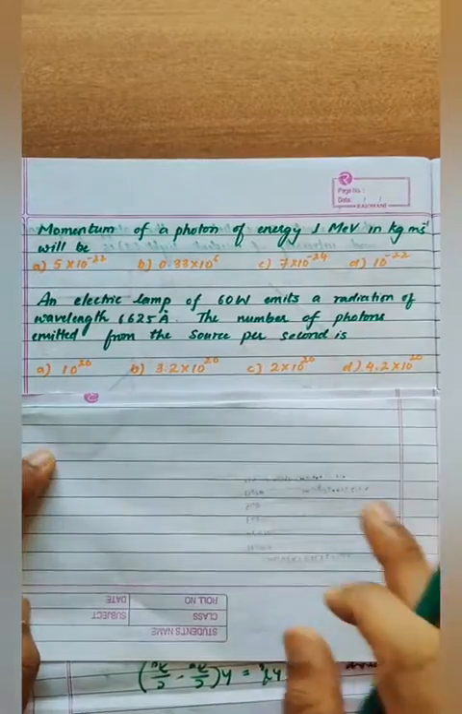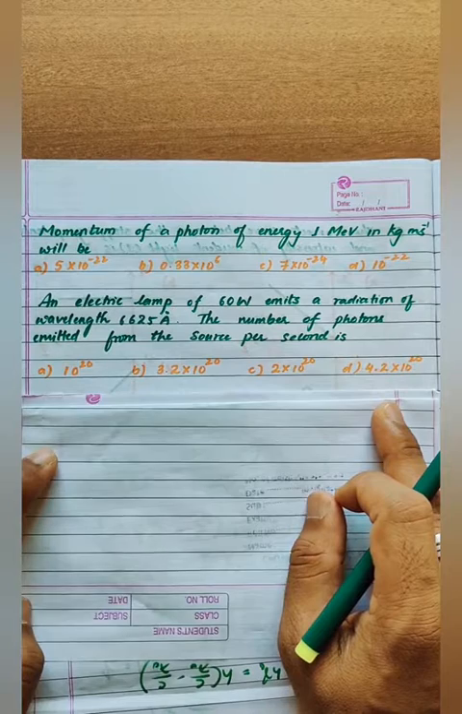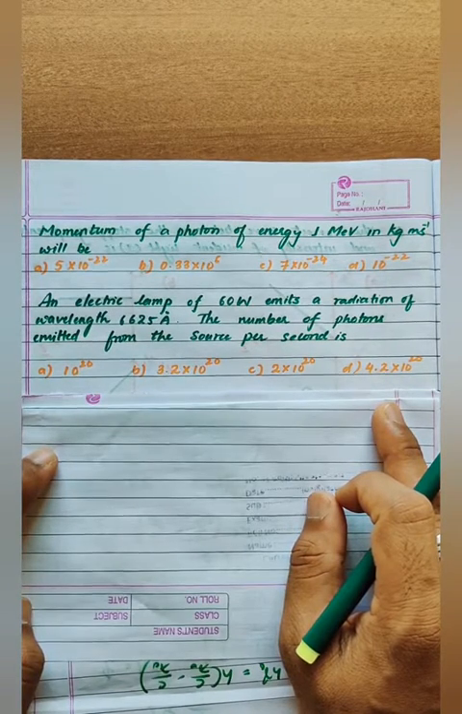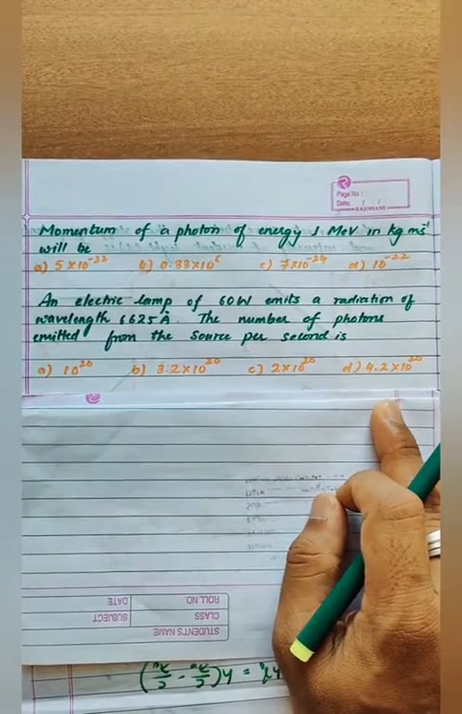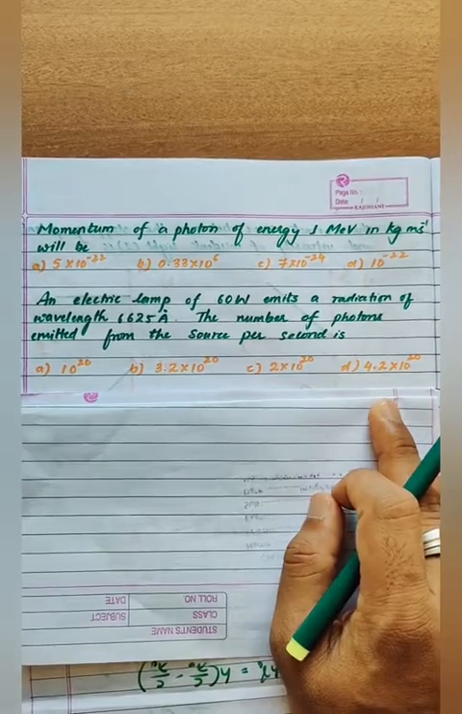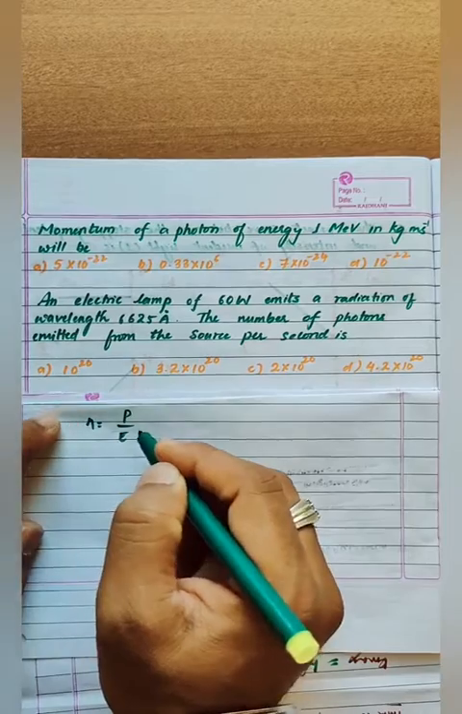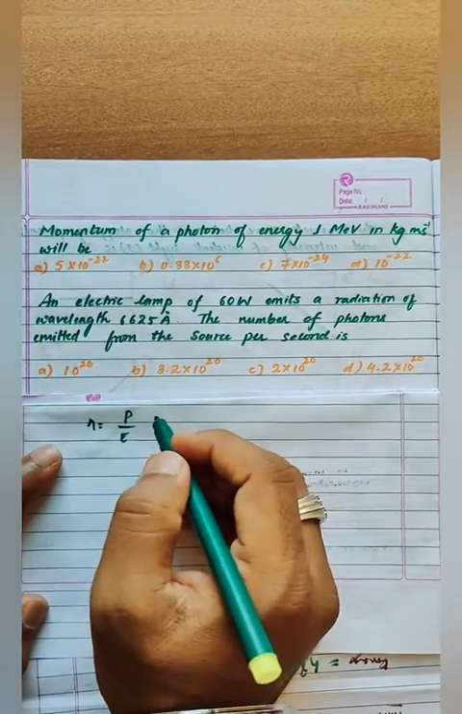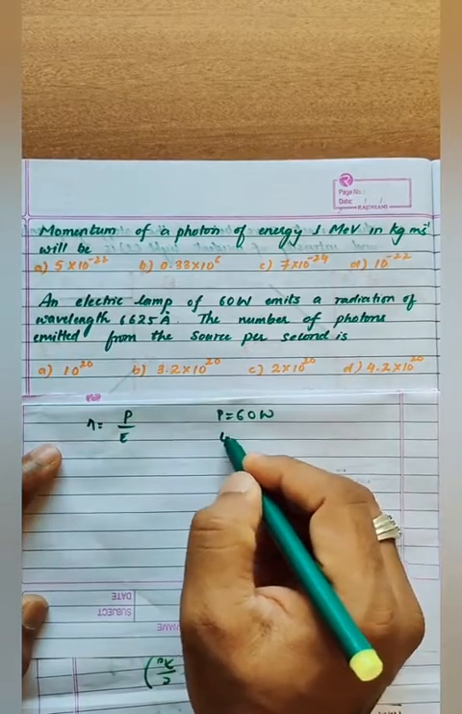Now look at this question. An electric lamp of 60 watt emits a radiation of wavelength 6625 Angstrom. The number of photons emitted from the source per second is? We know the standard formula for this, N is equal to P by E, right? So we are going to use the same formula. Write down: N is equal to P by E, power by energy. Power, they have given P is equal to 60 watt, correct? And energy we have to find.